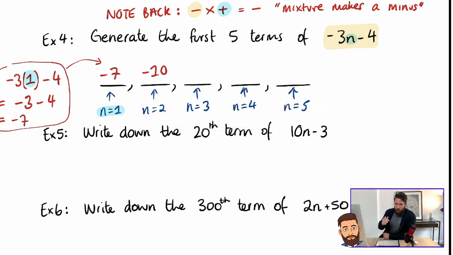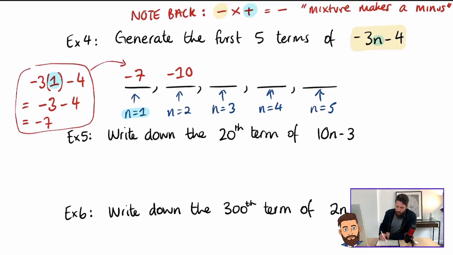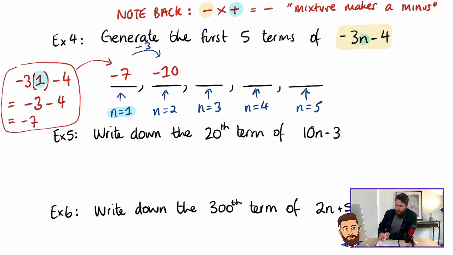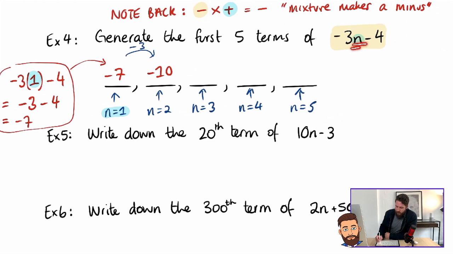But what have we looked at with those other 2 linear sequences? We saw what's happening to the sequence. Minus 7, minus 10. What's the pattern there? It's going down by 3. So that's interesting. What's in front of the n? Minus 3. So hopefully you're starting to see that whatever is in front of the n, if the sequence is linear, whatever is in front of the n is the term by term rule.